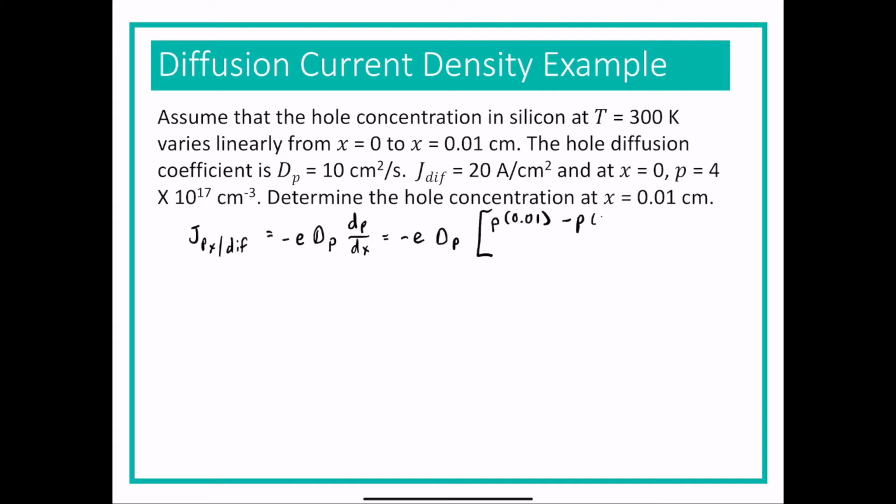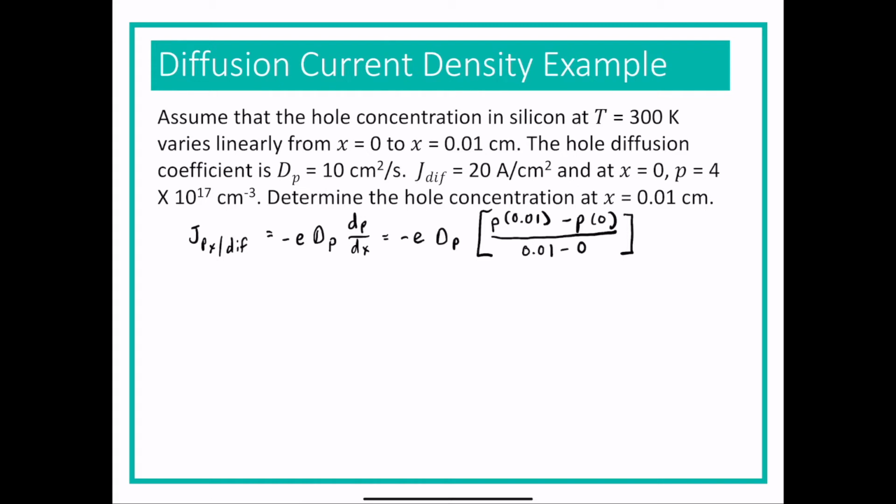Minus the number of holes at 0, which we actually do know, divided by the distance, which is going to be the distance really between 0.01 and 0. That will give us basically the change in holes over the change in distance. So rather than taking an equation and taking the derivative, we just took the absolute definition of dp dx and wrote it down. So it's a little bit different.